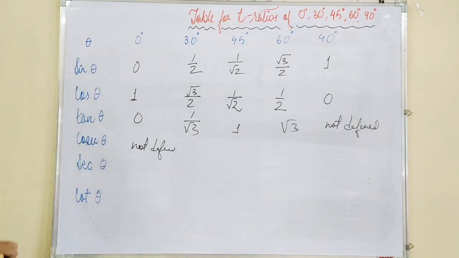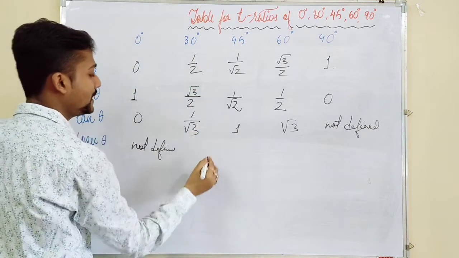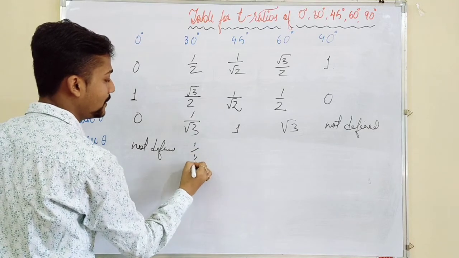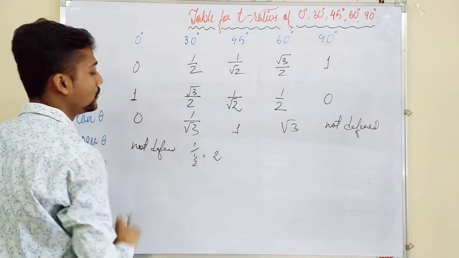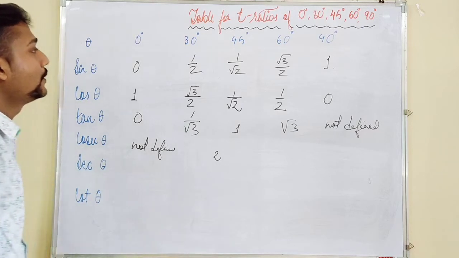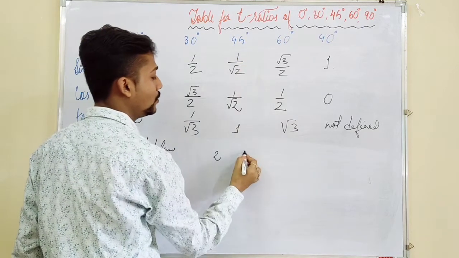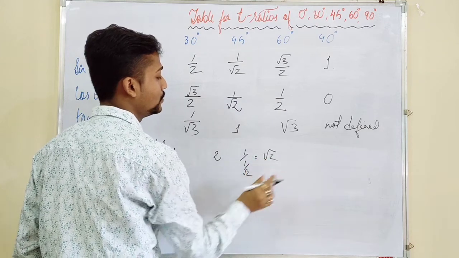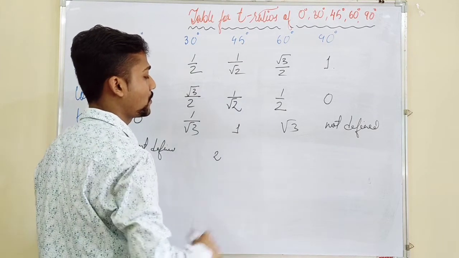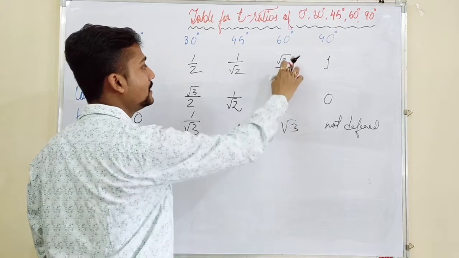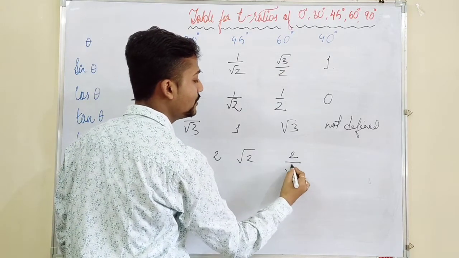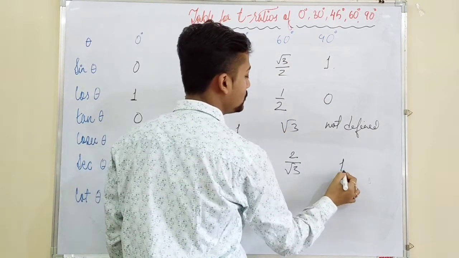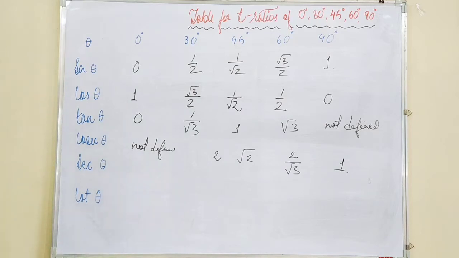See, then next, this one, 1 by 1 by 2. 1 by 1 by 2 is equal to how much? 2. Isn't it? 1 by root 2. 1 by 1 by root 2 is equal to root 2. Then this will be how much? 2 by root 3. This will be how much? 1. Is it clear? Now see sec theta.